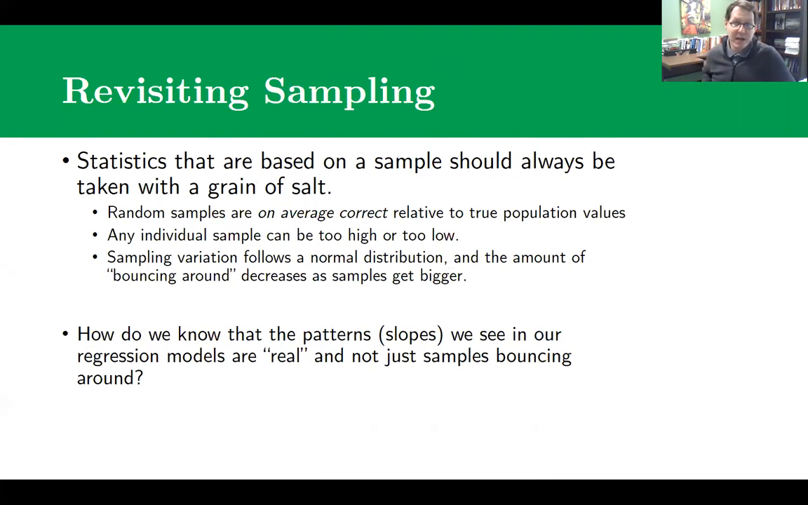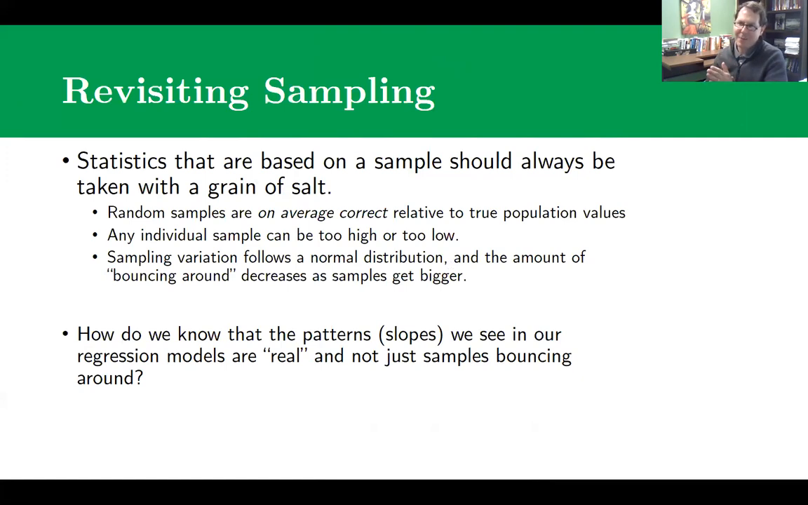So statisticians have studied random sampling pretty thoroughly, and they have a pretty good idea about some of the properties of samples. And so one of the things that they know is that samples are on average correct. Right? If you were to go and take every potential sample that could ever be taken from a population and analyze them, on average, those samples would give you the right answer.